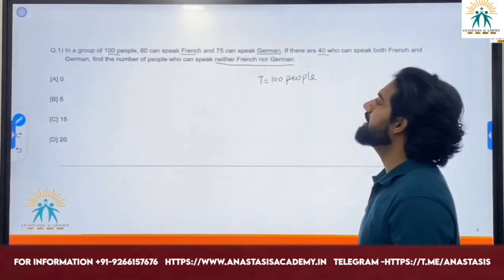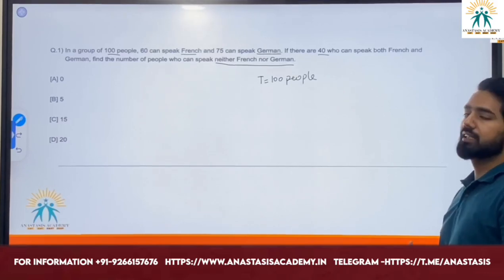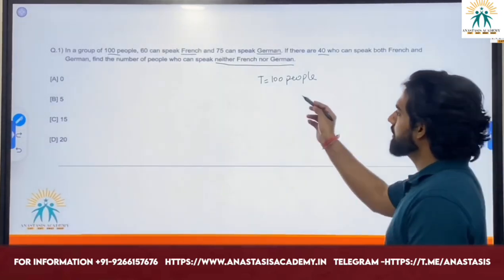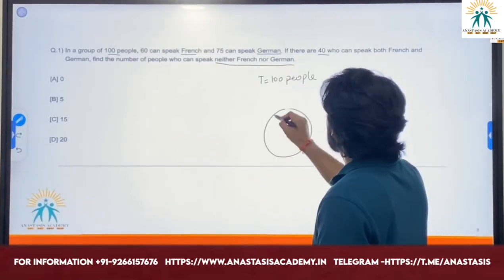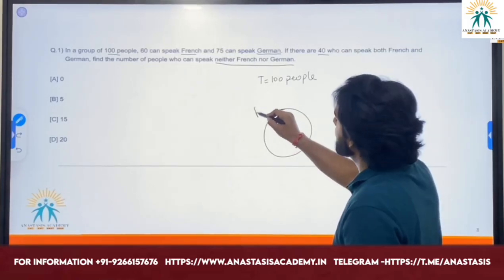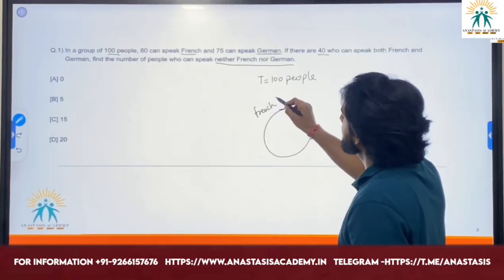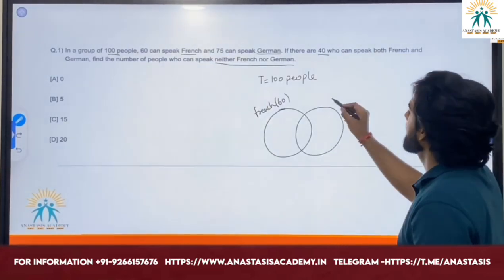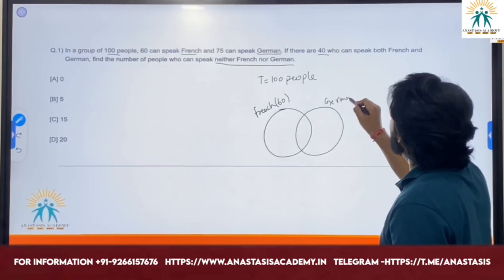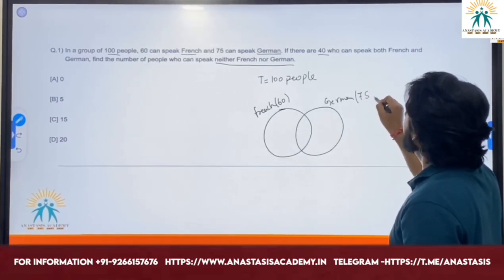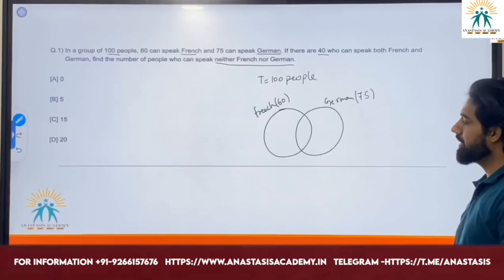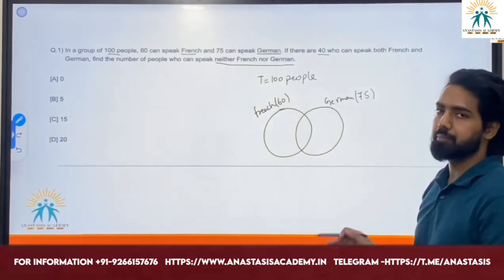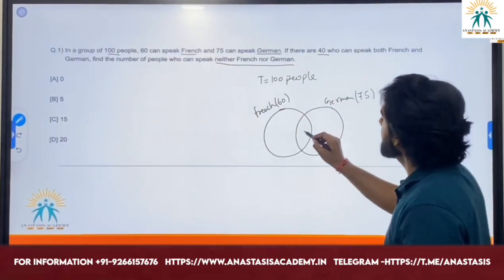100 people are there, in which 60 speak French and 75 speak German, and 40 are those who speak both French and German. So let's just draw the Venn diagrams. This one is for who speaks French. So who speak French are 60, and there is another region, that is people speaking German language, and people speaking German language are 75. Now there are 40 who can speak both, so there is an overlap of French and German people who can speak both languages, and these are 40 people.